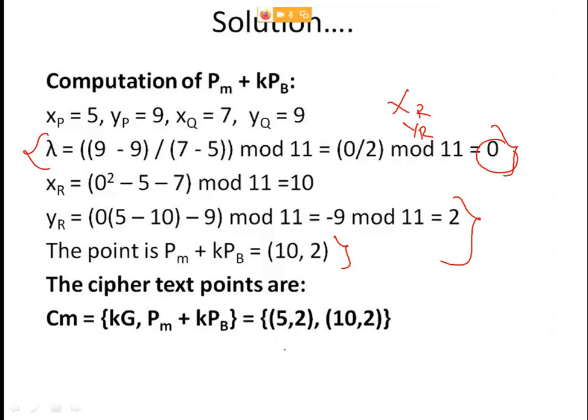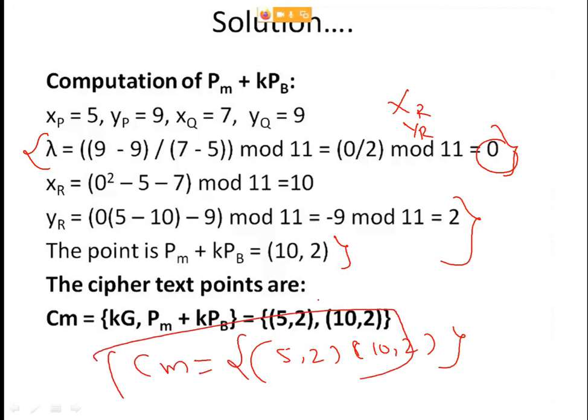The previous value we got is (5, 2). Now we got (10, 2). These two values are what we got, and this is nothing but our ciphertext here. Hope this is clear to all.